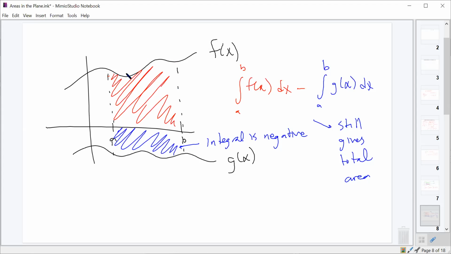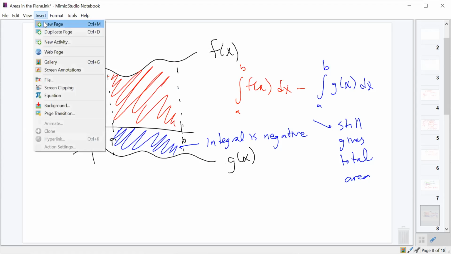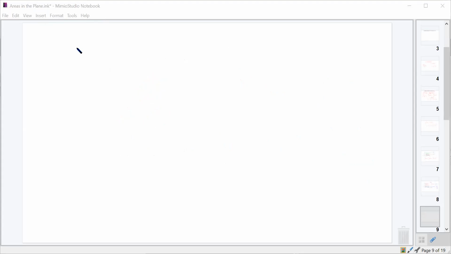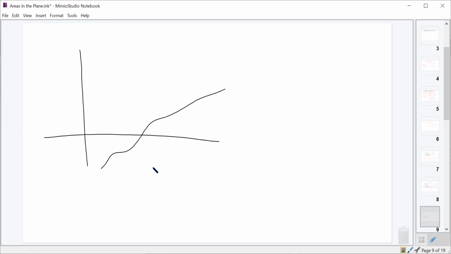All right, that's all great if f is always above the x-axis and g is always below the x-axis. But what if it's not always above or always below? Suppose there's f and suppose there's g, and we'll say from a to b, and here's f and here's g. I guess I should extend that further. And I still want the area between these two functions.